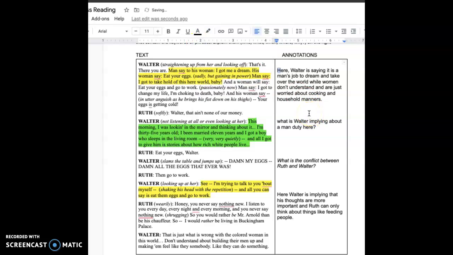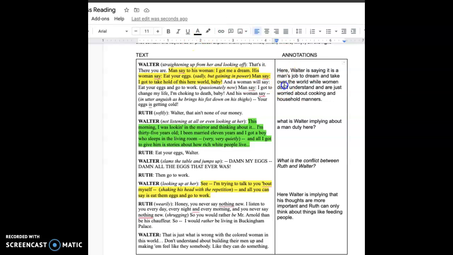Here, Walter is saying that it's a man's job to dream and take over the world while women don't understand and are just worried about cooking and household matters. You can see that this is a what situation, and most of the situations you're going to find today are going to be what. If you could find a when, like this is specific to the time period, kudos and bonus points to you.